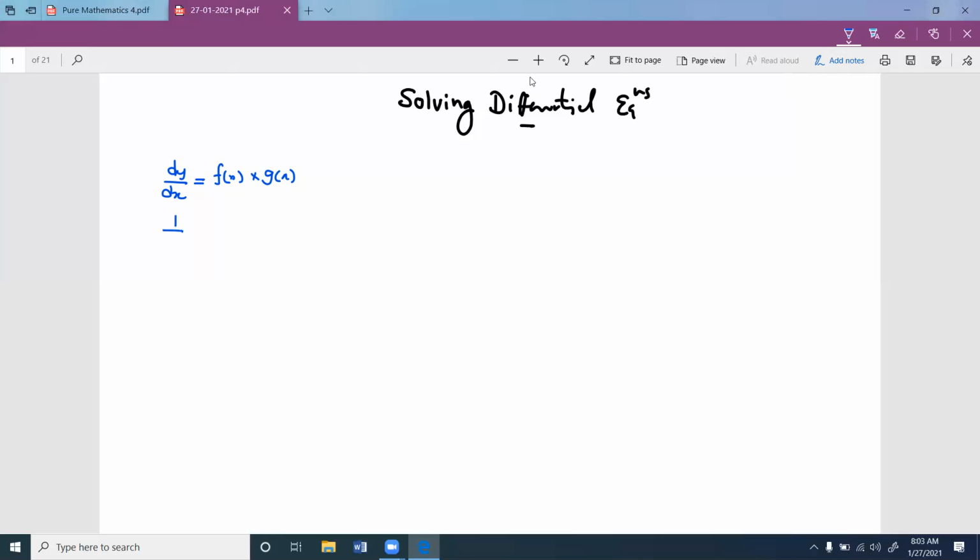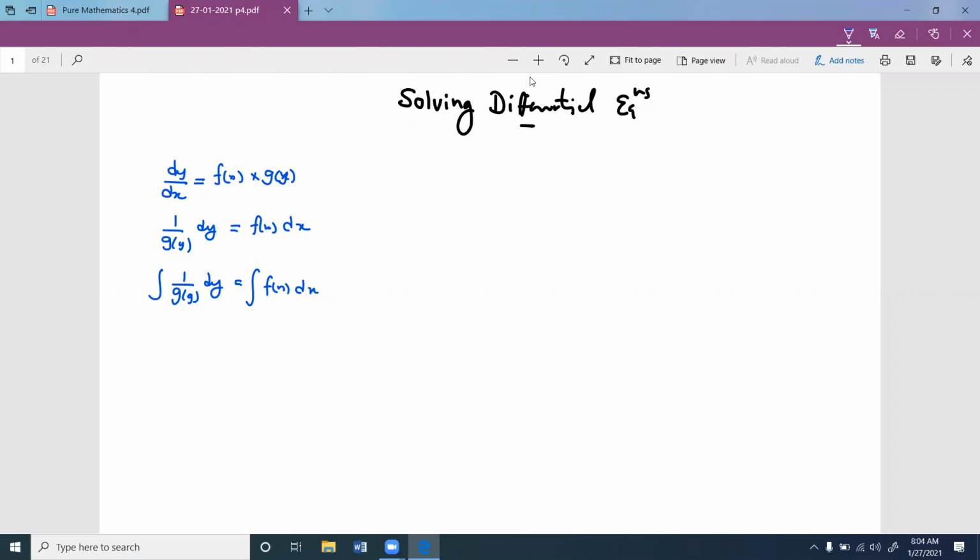If you happen to see a function like this, 1 over g(y), sorry, g(y), not g(x), there are two different variable equations. 1 over g(y) dy is equal to f(x) dx. When you're doing a question, you'll understand what I mean. Then what you need to do is integrate both sides: integral of 1 over g(y) dy is equal to integral of f(x) dx. That's the simplest idea of doing this.